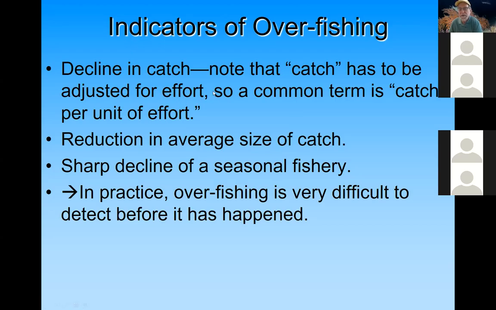But their level of effort would have been 4 days at sea. That would be very different for a commercial fishing vessel going out with a long line fishery and catching hundreds of fish. So there has to be an adjustment, and the adjustment is catch per unit of effort, which tries to normalize the catch to the effort. When there's a decline in the catch per unit of effort, that's an indication that the population size has decreased. There's also a reduction in the average size of the individuals being caught. The individuals being landed get smaller and smaller.